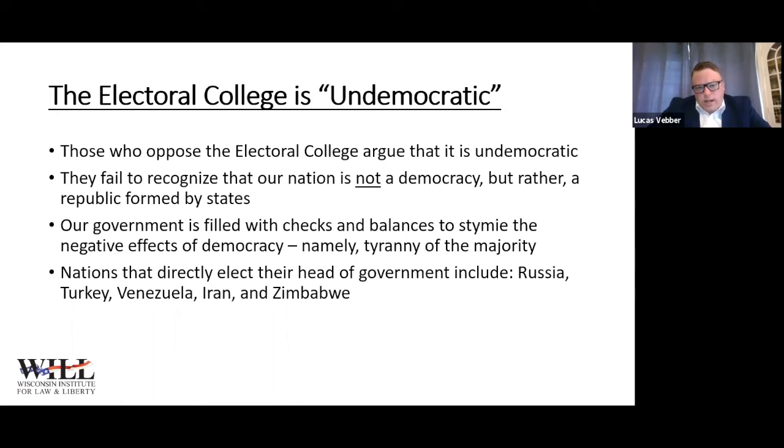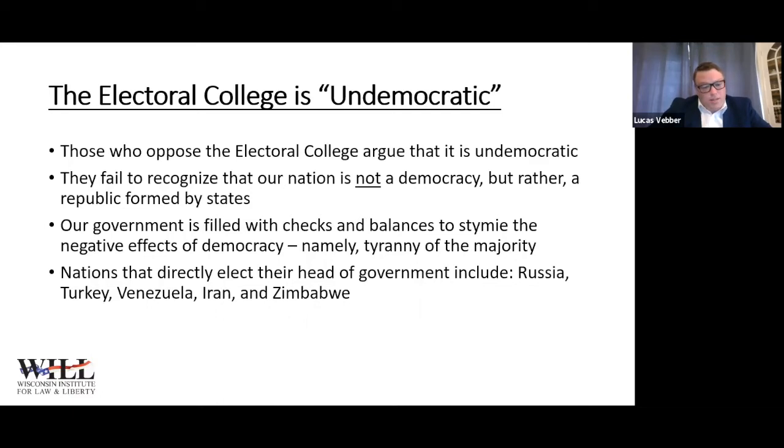So first, the argument goes the Electoral College is undemocratic. They fail to recognize that we're not a popular democracy. We don't work that way. That's never how it was intended. Our government is filled with checks and balances to stymie some of the negative effects of pure democracy, namely a tyranny of the majority. It's why we don't elect federal judges, for example. We give them lifetime appointments to insulate them from that political process.